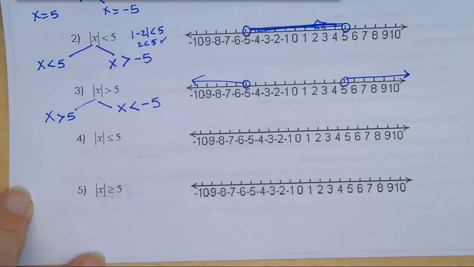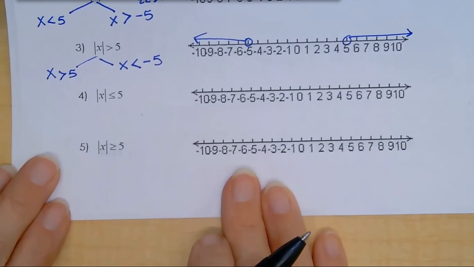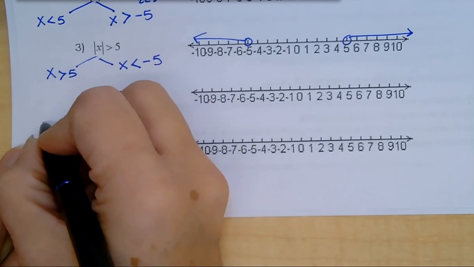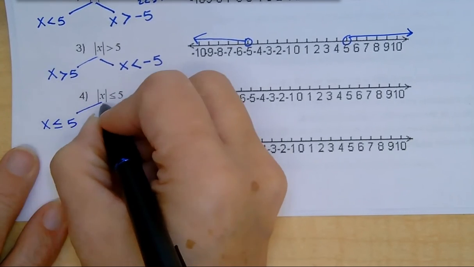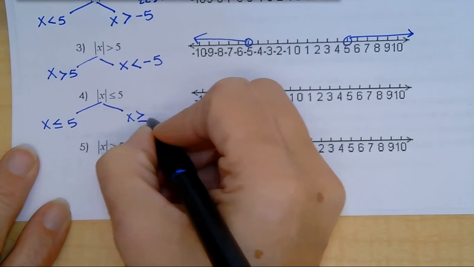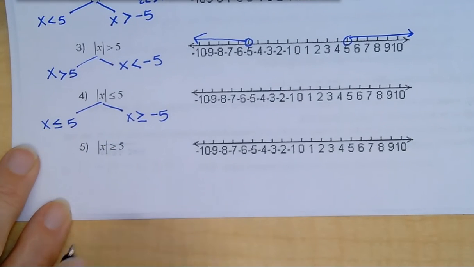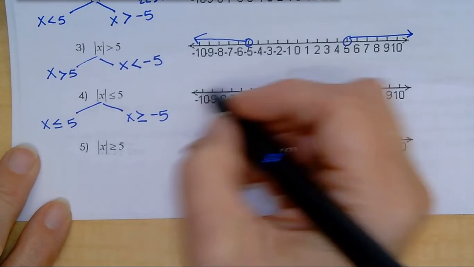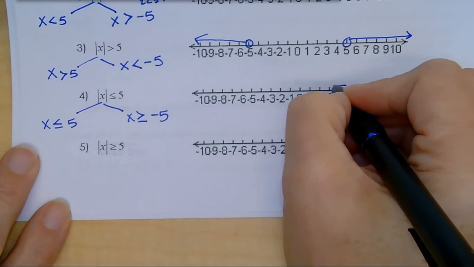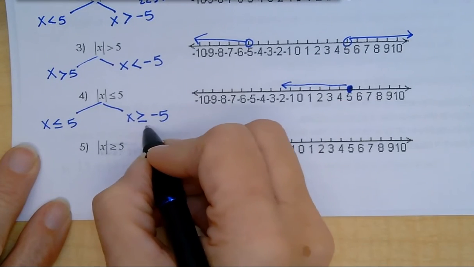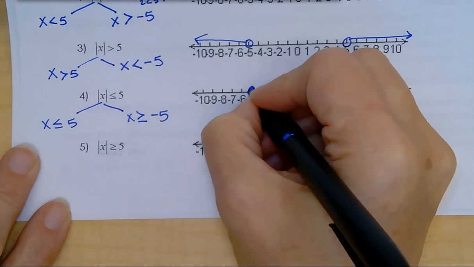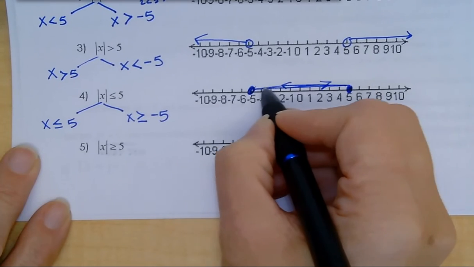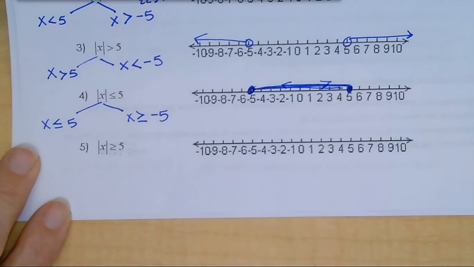Okay, always isolate and split. The only things that are different for 4 and 5 is now I have or equal to on here, and so I'm going to split. I have x is less than or equal to 5, and I have x is greater than or equal to -5, and now I'm going to graph that. +5 right here. It's a solid circle because I can include it, and I want x to be smaller than that, so I'm going in this direction. Here, x is greater than or equal to -5, so here's my -5, and I want x to be bigger than that. Okay, and so I want the whole lot of information that is in between -5 and +5.